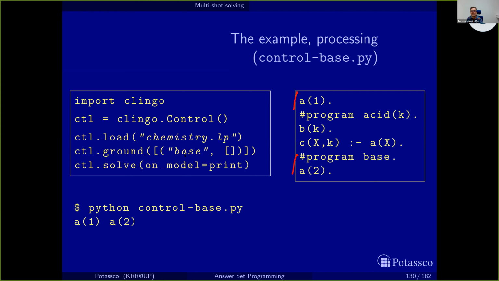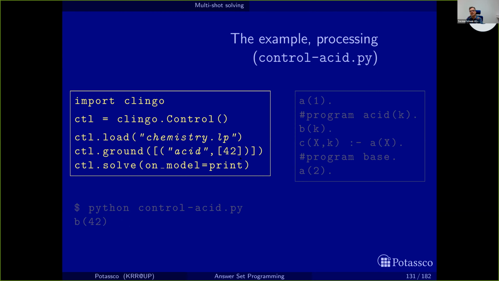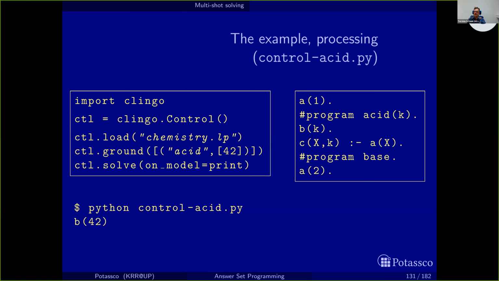Now let us do the same thing, but not write base here, but use ACID, and now say the argument is 42. Well, now we actually get B42. Why is that? Look at this here. This gets instantiated by 42, this constant here, so we get a 42 here and a 42 here. And of course, here B42 is a fact, so we get this.